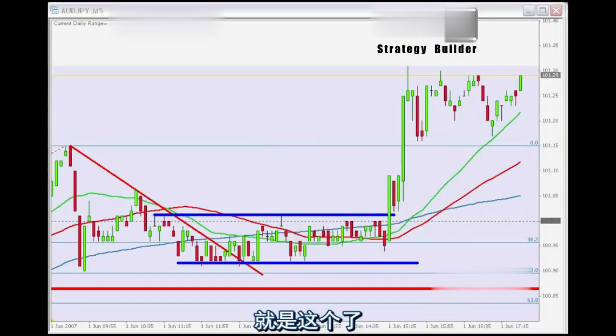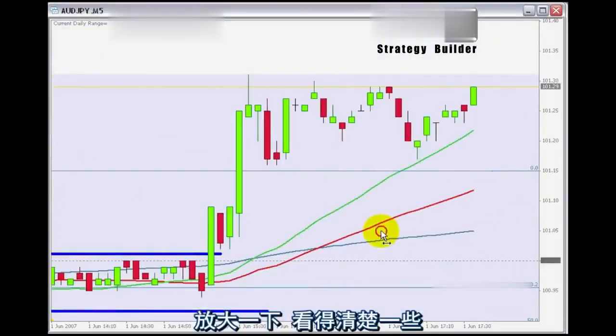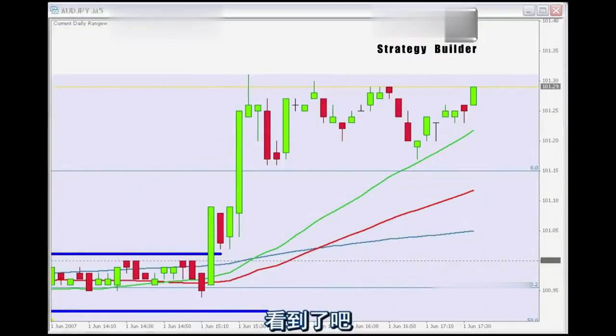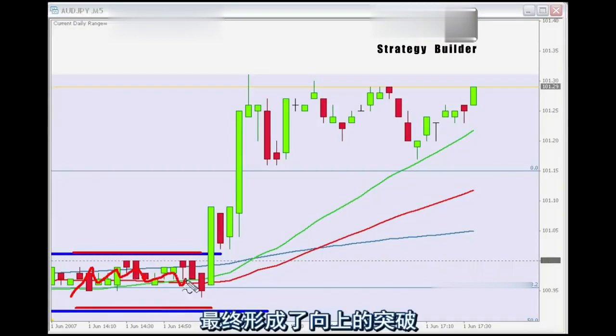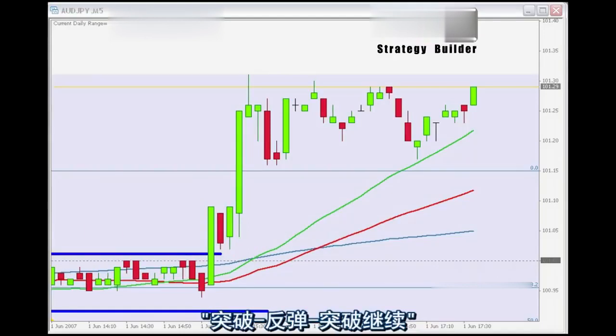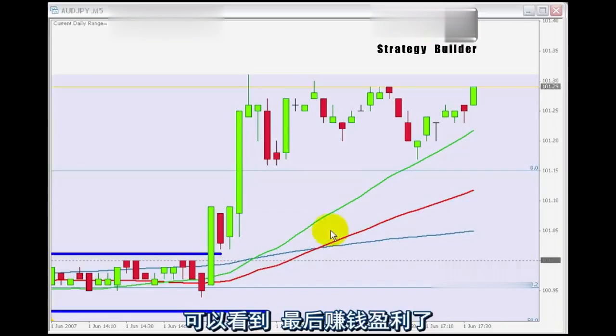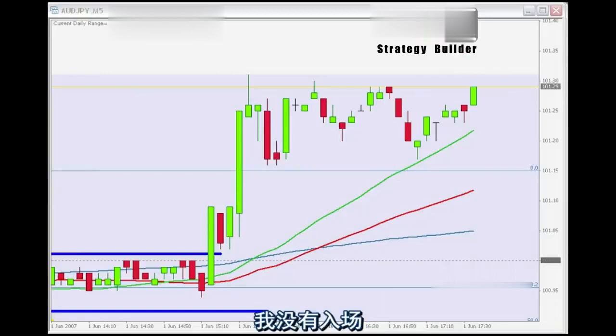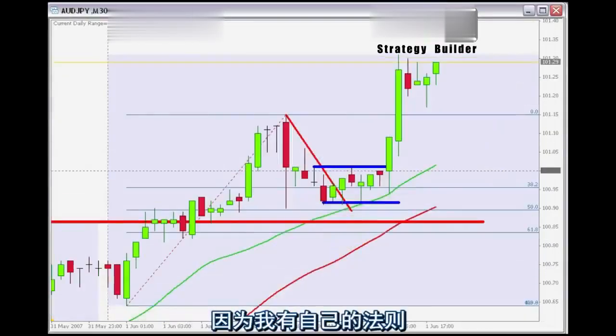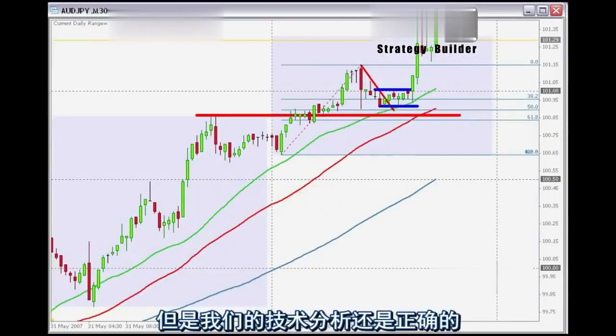I'm going to zoom in a little bit for you guys to see it better. Alright, you see that? This is the range I was seeking to break from. Breakout to the upside, retrace, continuation. My entry would have been right there, my stop loss would have been right there, and as you can see, it's been a winner. I didn't take the trade, like I said, so I didn't profit because of my own money management rules, but nonetheless the analysis from a technical point of view was valid.